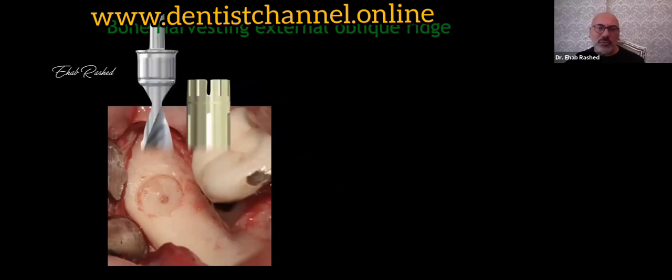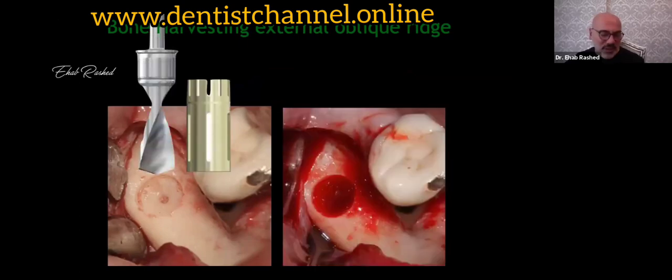I usually get the bone from that side. The site is very safe and it's very easy to reach. So you just make a small incision, and then you place the barrel, you cut the area here, and then you can see how the area looks. It doesn't go that deep, only about 2 millimeters. And we know that at this area on the external oblique ridge, you don't have any vital structure to hurt. The incision is done exactly the same as you do an extraction for a third molar.